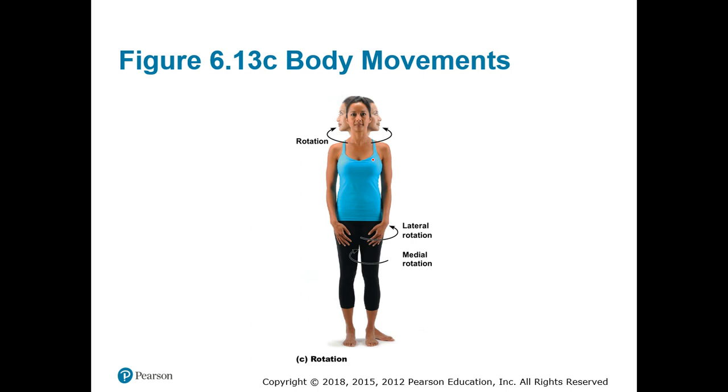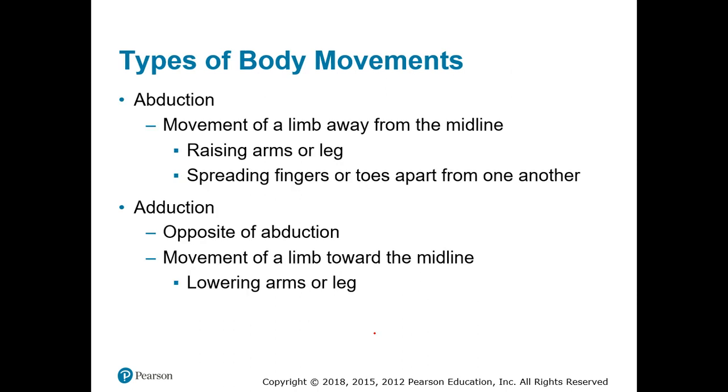So again, here are some body movements. Rotation would be like shaking your head left and right for no. Here is a lateral and medial rotation of the ball and socket joint in your leg. So for example, you can point your toe out, and then you can move your foot where it points back in, etc.